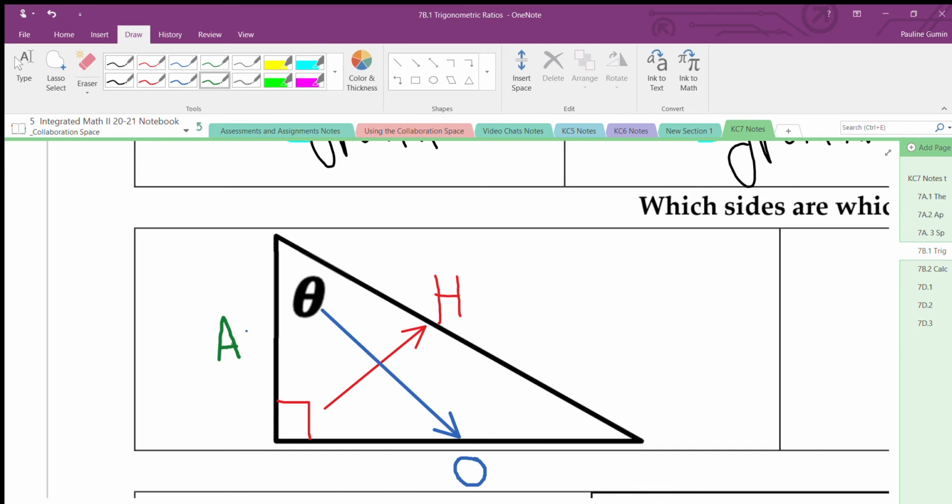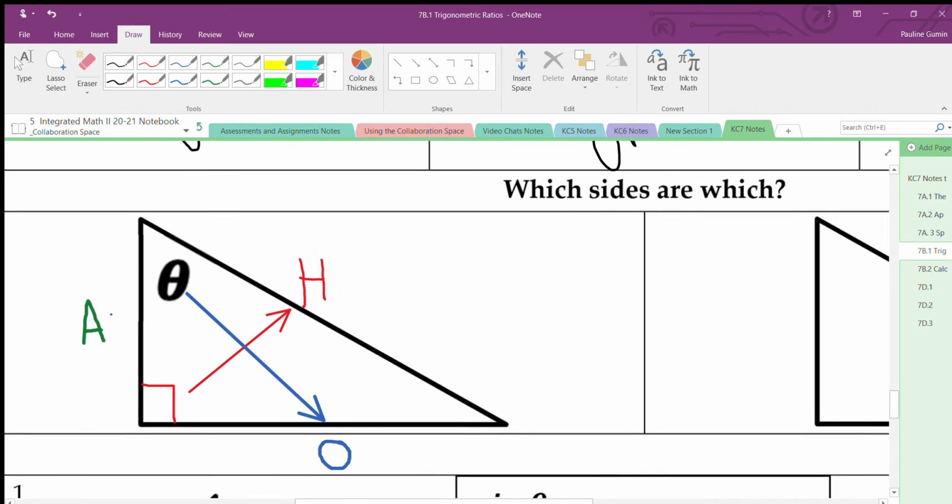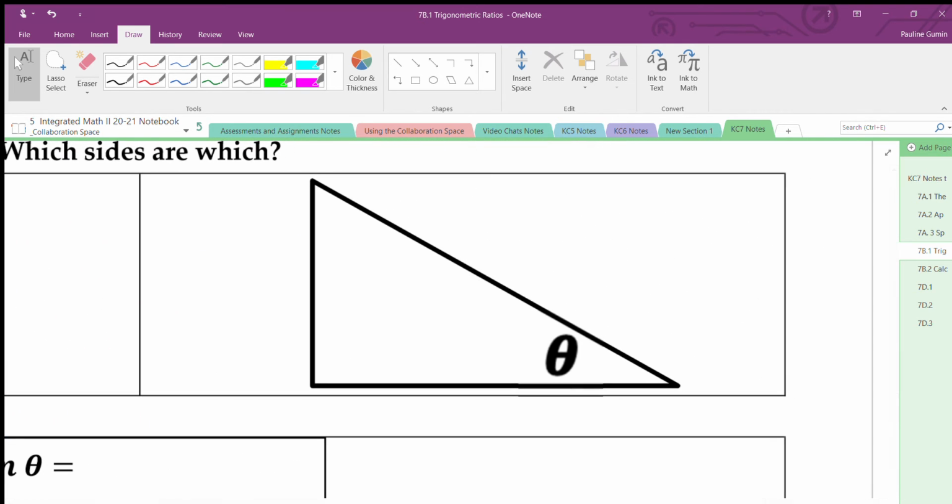So the way I began doing it is by first labeling opposite, because I definitely knew opposite was straight across. And then the leftover side was always adjacent. You can label them in whichever order you'd like. Let's do this one more time with this triangle.